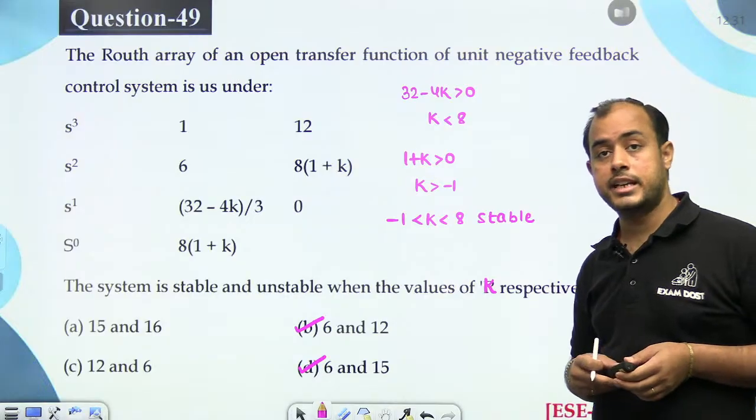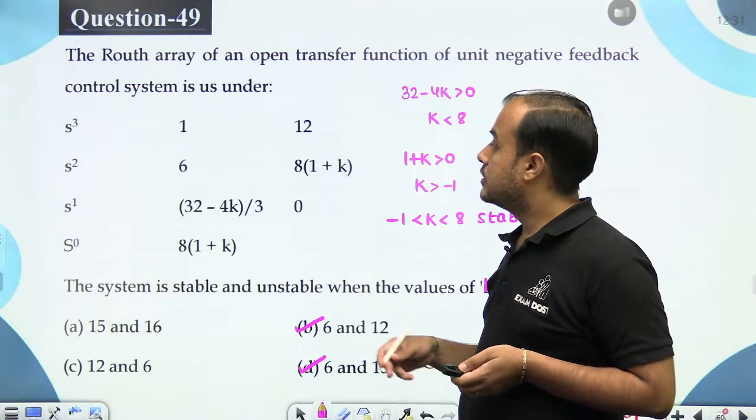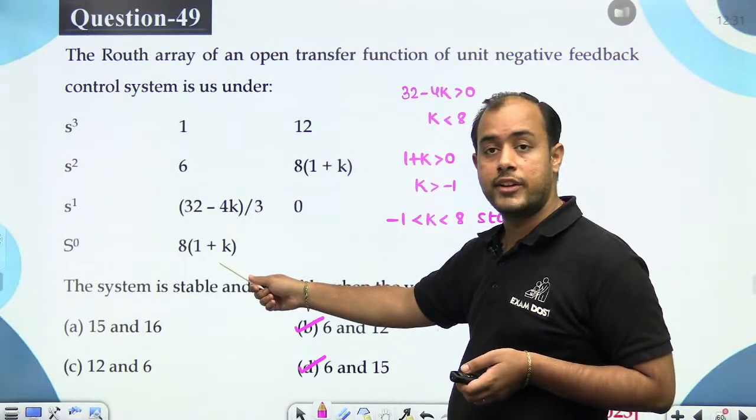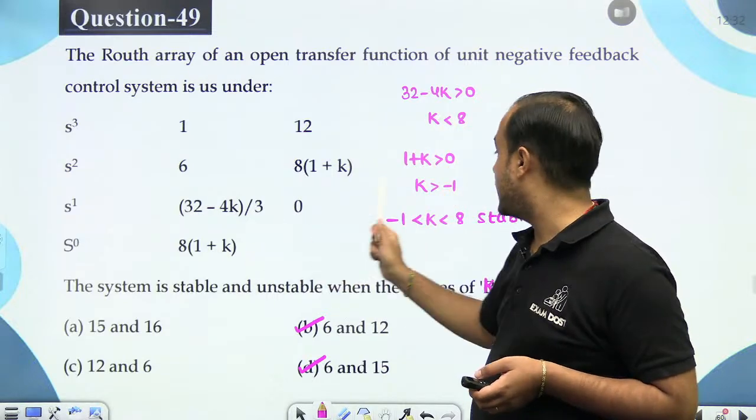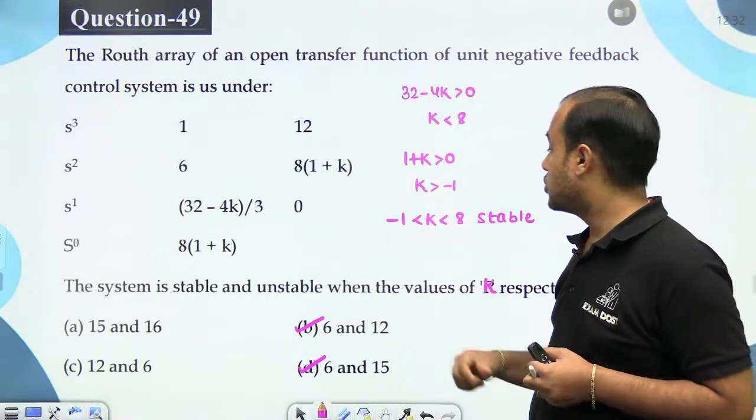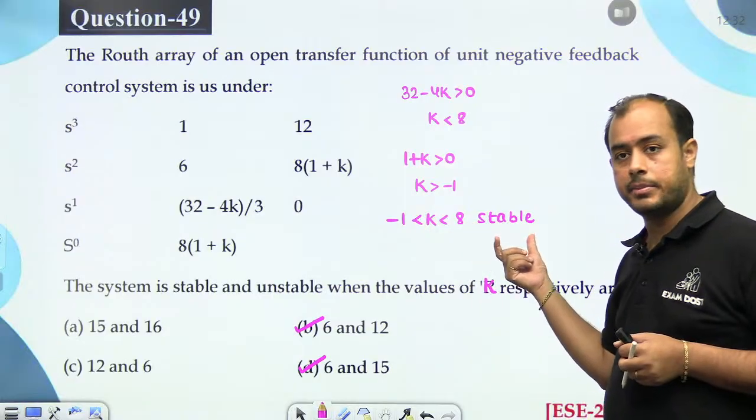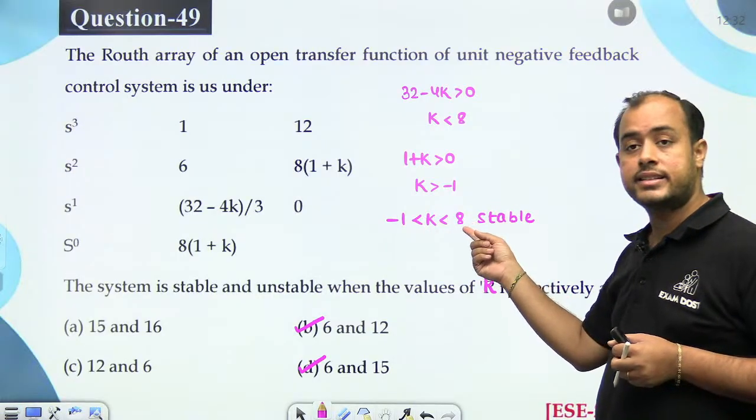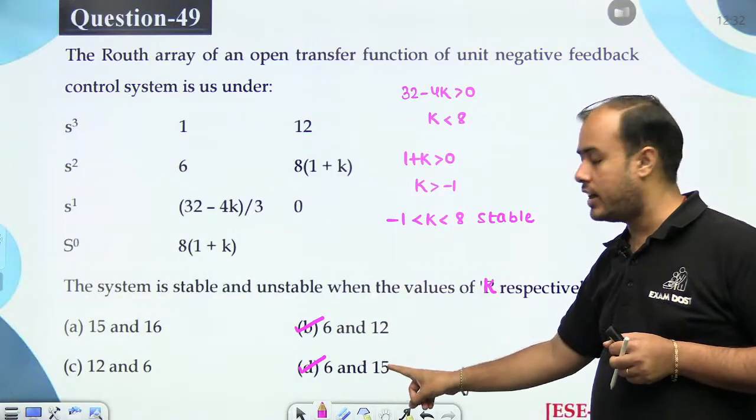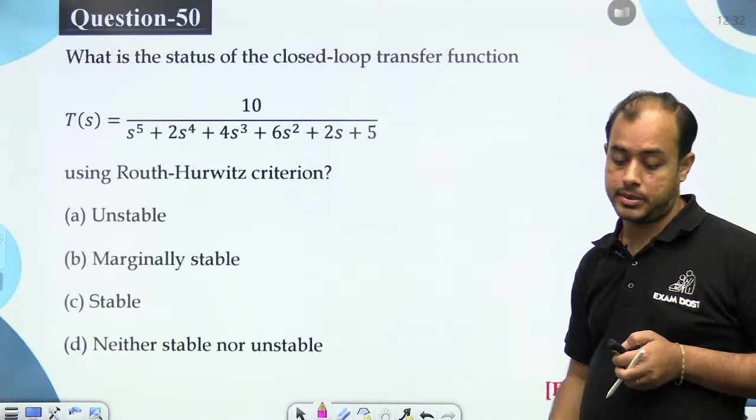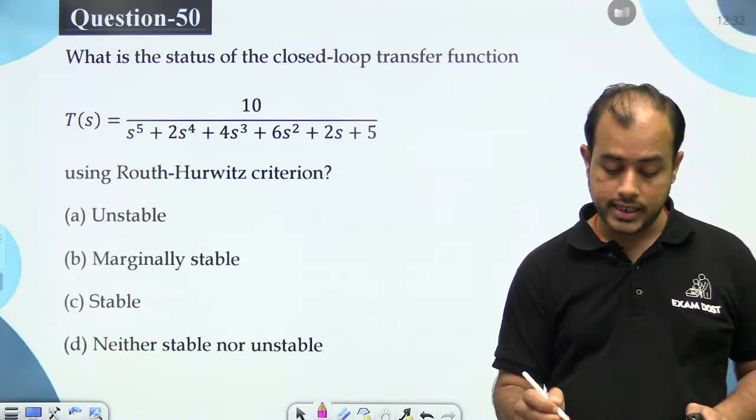भाई कब अनस्टेबल और स्टेबल आएगा ये? तो बेसिकली ऑल कोएफिशिएंट मस्ट बी पॉजिटिव, सो k लेस देन 8 एंड k ग्रेटर देन -1. तो -1 to 8 it is stable. So outside this range unstable. 6 is inside stable. 12 and 15 are outside unstable. ESE 24.